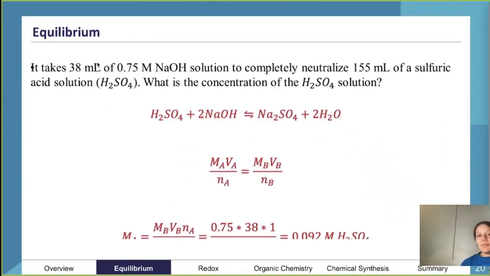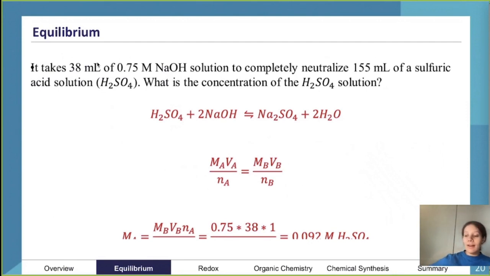So we have 38 mL of 0.75 molar sodium hydroxide solution, and that will completely neutralize 155 mL of a sulfuric acid solution. So what's the concentration of the sulfuric acid solution? So first thing with these questions is to always write out our equation. So here we have the sodium hydroxide and our sulfuric acid neutralizing each other to form Na2SO4 and also water as well.